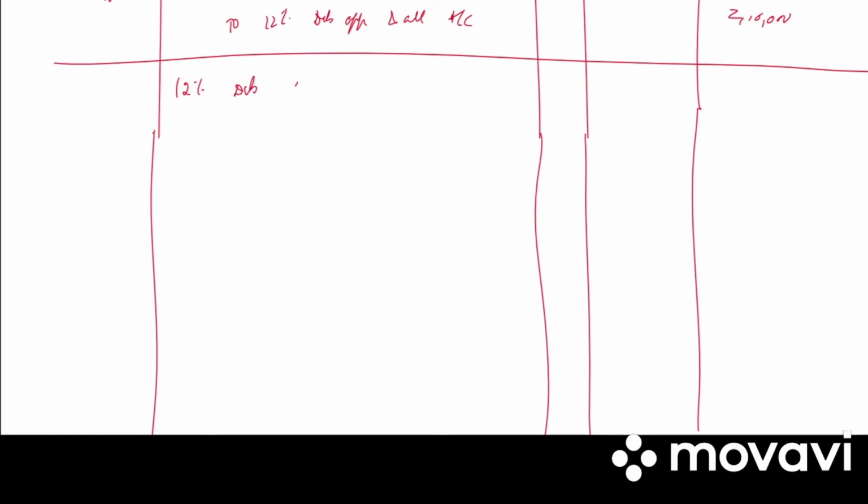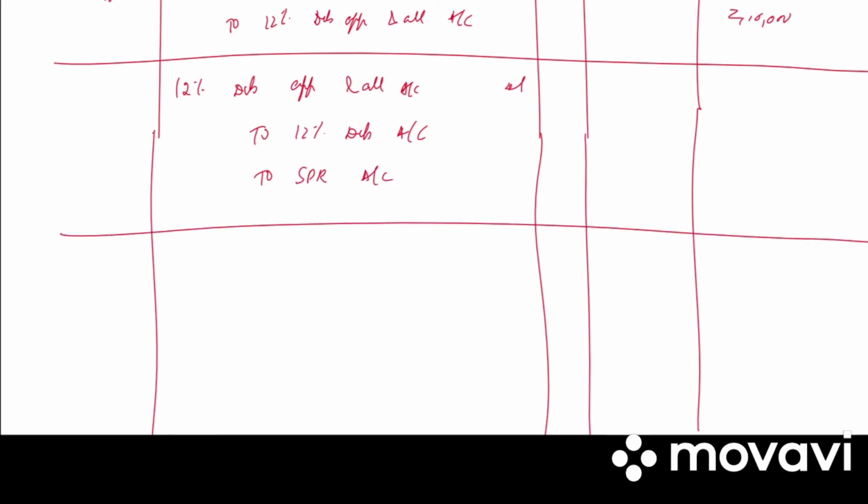Next, 12% debenture application and allotment account debited to 12% debenture account, to securities premium reserve account. 2,10,000, 2,10,000. Write the narration. Transfer of application money to debenture account, issued at a premium of 5%.